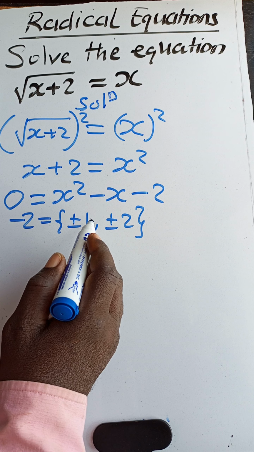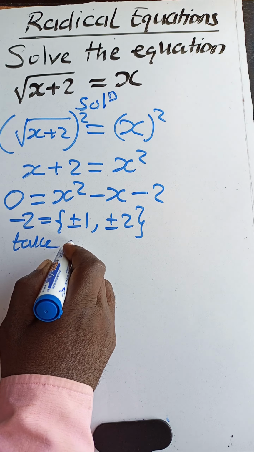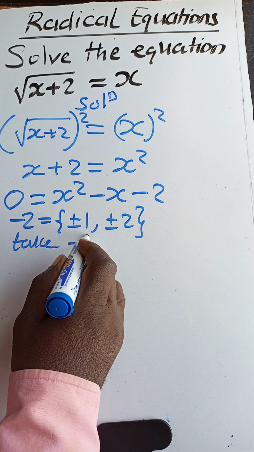Which are those two elements? The two elements should be 2, negative 2 and positive 1. Yes. So we take negative 1 and, we take 1 and negative 2.